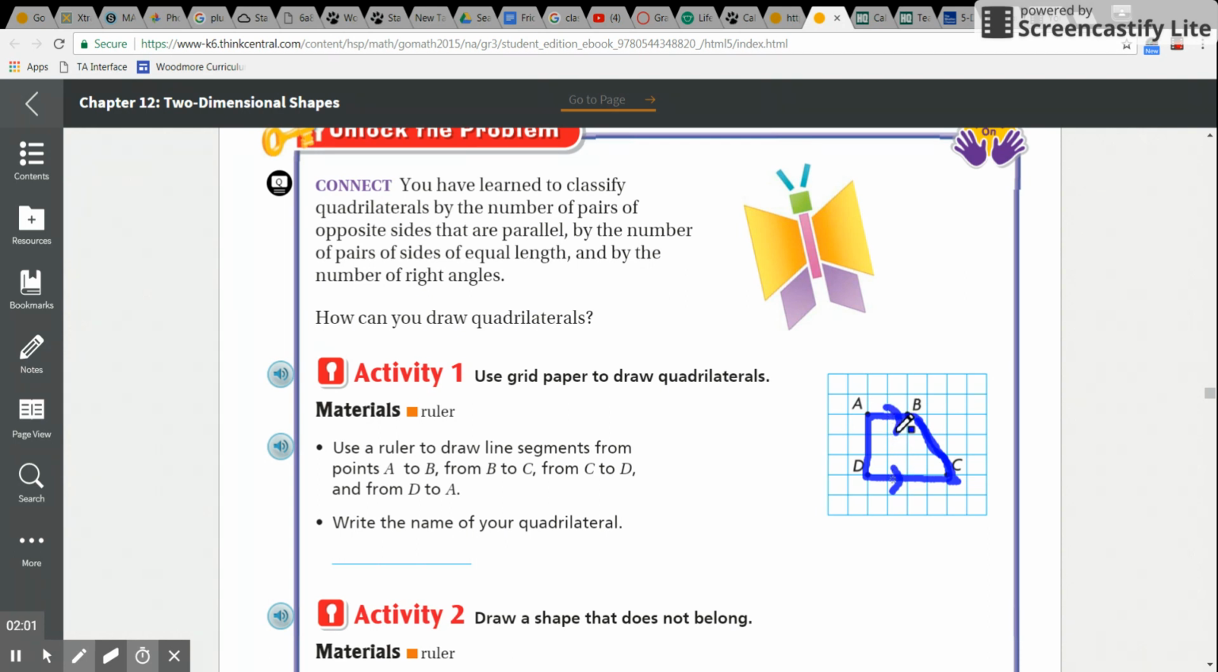Now, some of you yesterday in your work were saying this is two pairs. No. This is one pair, so it means two lines. If it was this one, then it would have two pairs, but it doesn't. It has only one pair, therefore it is a trapezoid. A trapezoid is any quadrilateral that has one pair of parallel sides.